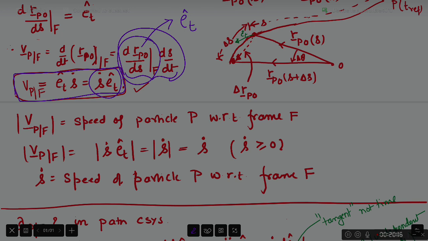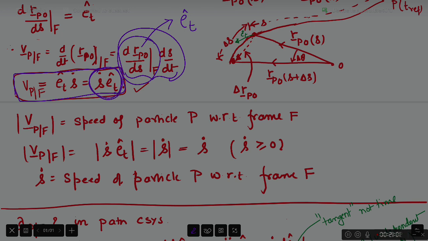We wanted to express VPF entirely in terms of S or its derivative and one or more of the native unit vectors of the path coordinate system. Indeed, ET is one of the native unit vectors of the path coordinate system. So this expression is completely acceptable, and this is how VPF will be calculated if your working coordinate system is the path coordinate system.